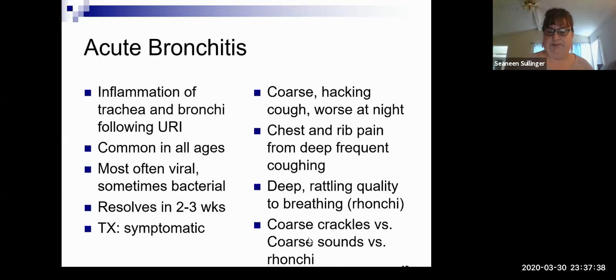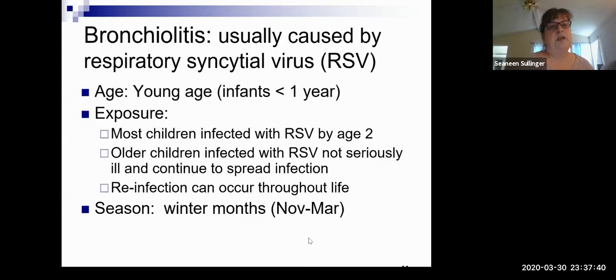That's another good one. Now, bronchiolitis is usually caused by RSV. It can affect children up to age 2, even sometimes a little bit older, but it's generally seen in infants less than a year. We might get exposed to it, but to us, it's not very serious.